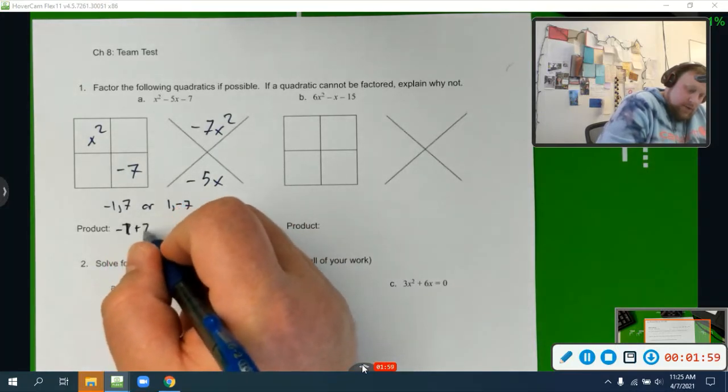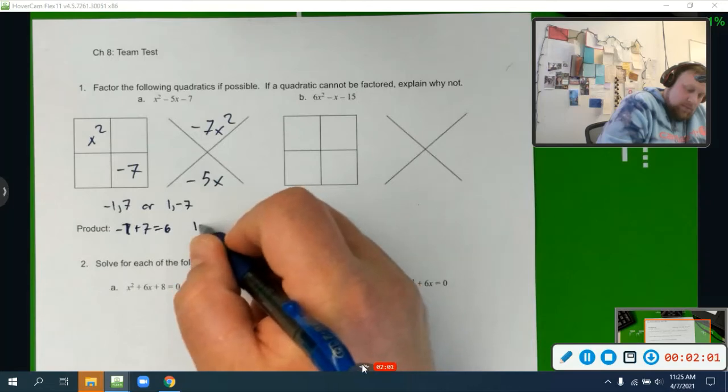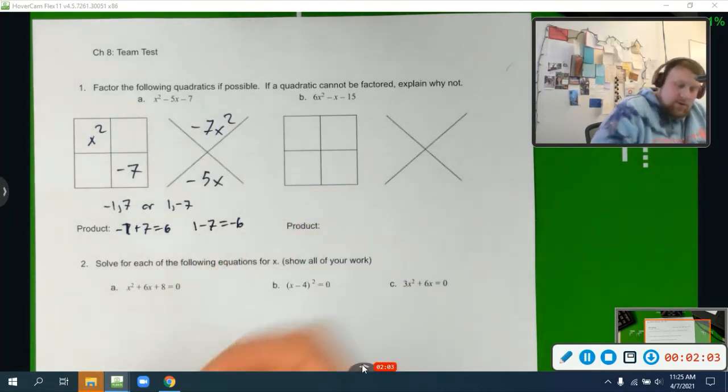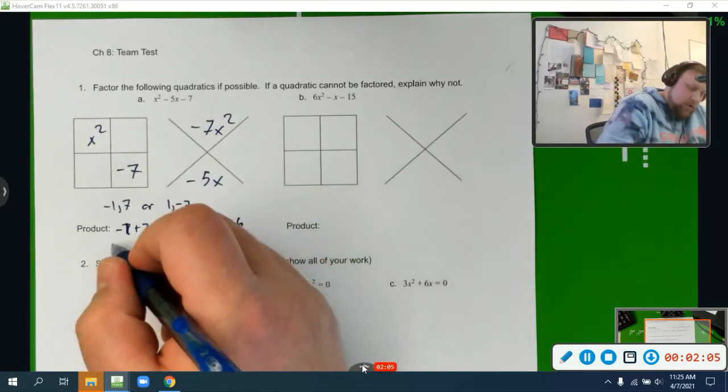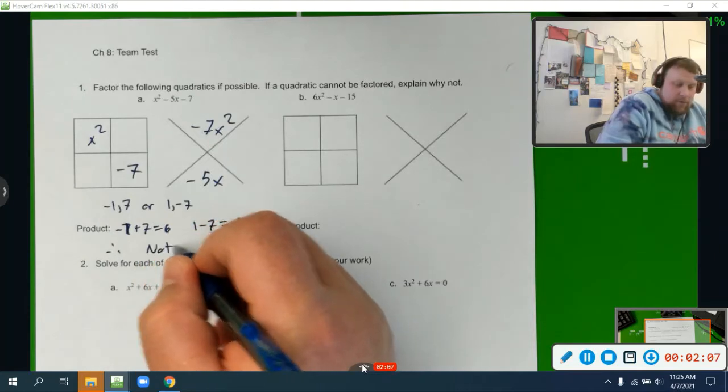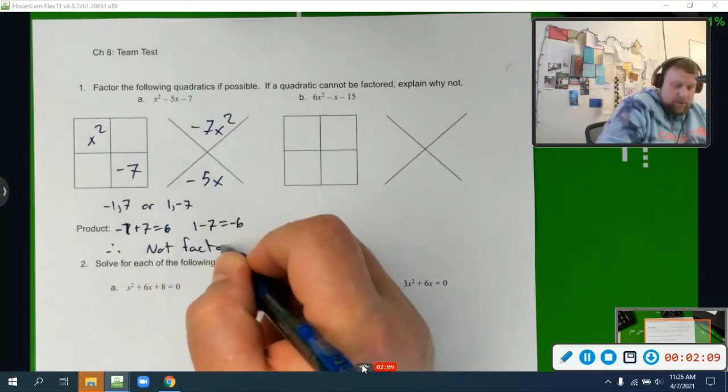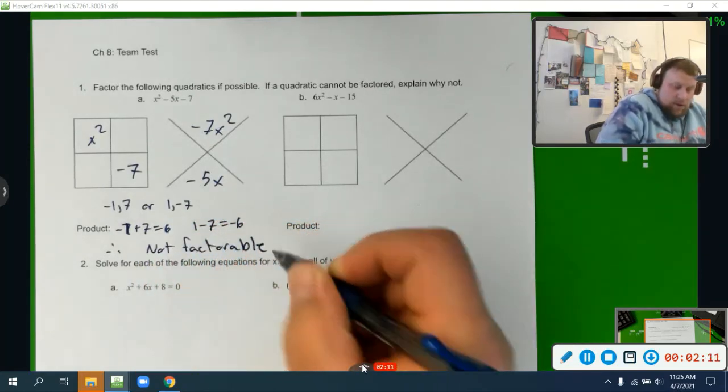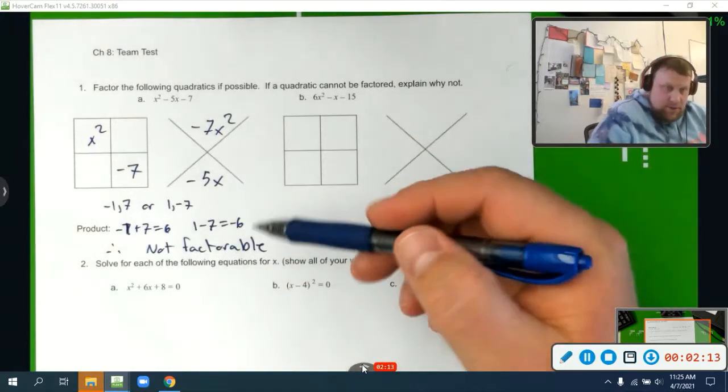Negative 1 plus 7 equals 6. 1 minus 7 equals negative 6. Those are my only two choices. Therefore, not factorable. So that's it. We're just showing it's not factorable.